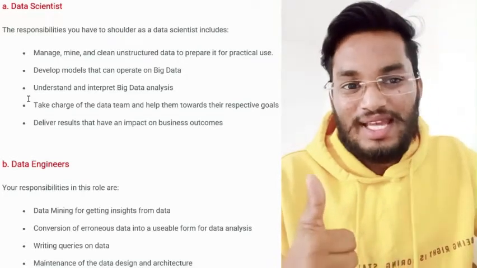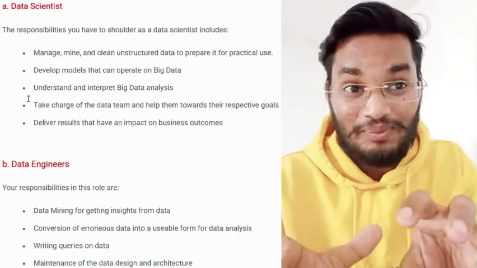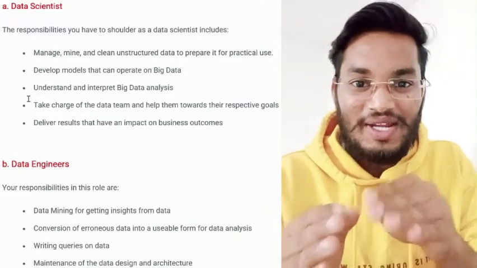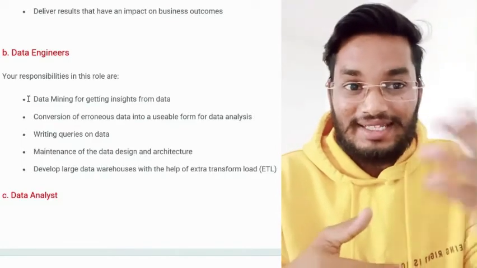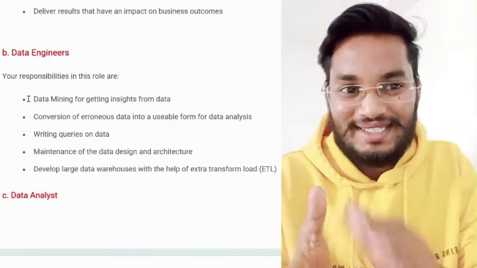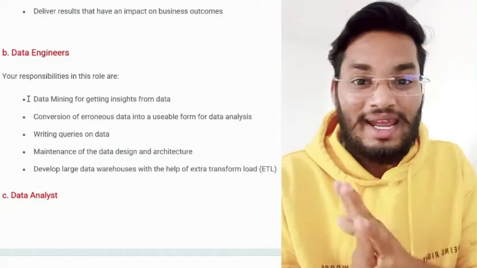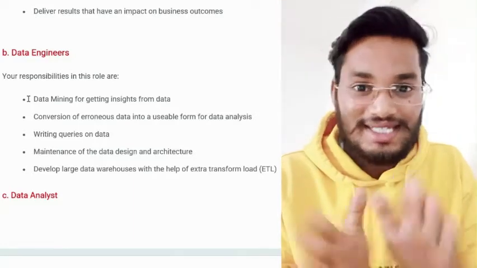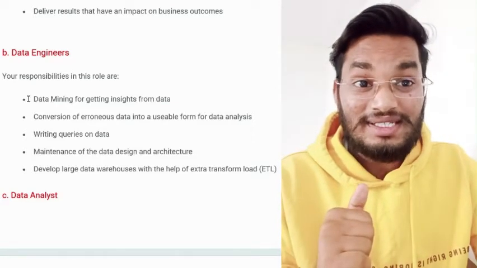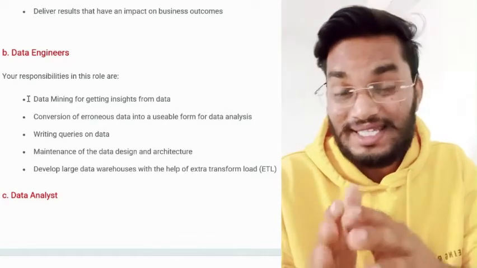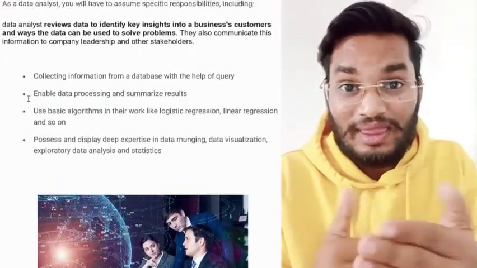And the data engineer will develop the data and give the product view to the data analyst. That is the responsibility of the data engineer, and they will develop large-scale data warehouses with the help of ETL, which stands for extract, transform, and load. And next is the data analyst. The data analyst will give the business insight from our data by running some queries.